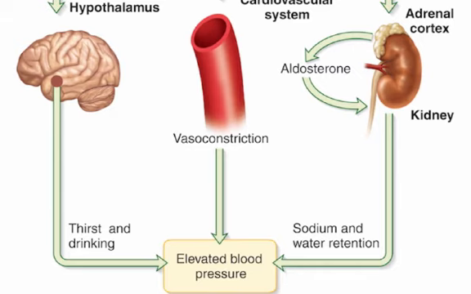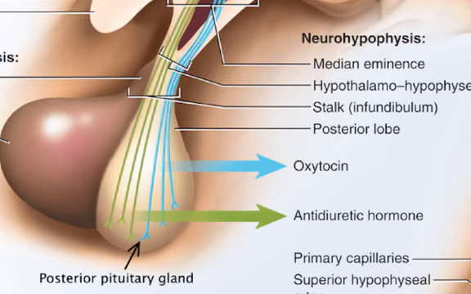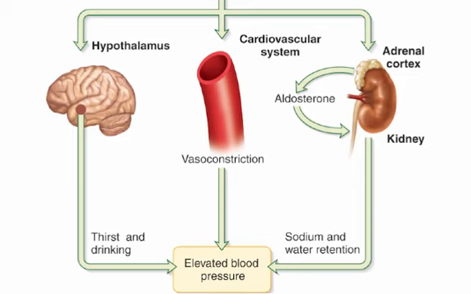4. It stimulates the adrenal cortex to secrete the hormone aldosterone. Aldosterone promotes sodium and water reabsorption in the distal convoluted tubule and the collecting duct. 5. It stimulates the posterior pituitary gland to secrete antidiuretic hormone, which promotes water reabsorption by the collecting duct. And finally, it stimulates the sense of thirst and encourages water intake. All of these actions will increase fluid retention and/or volume and therefore increase blood pressure.